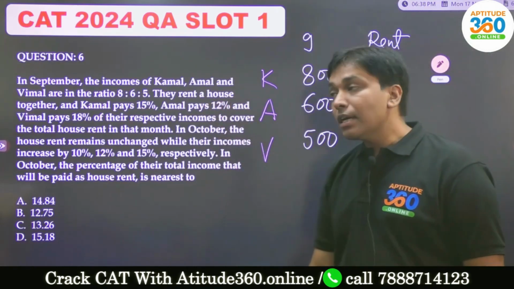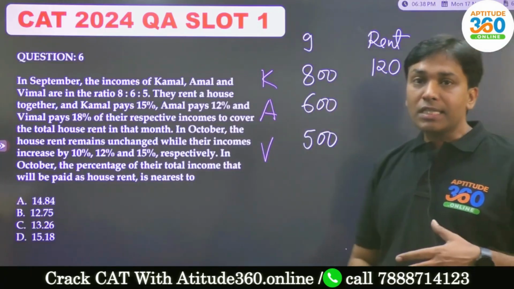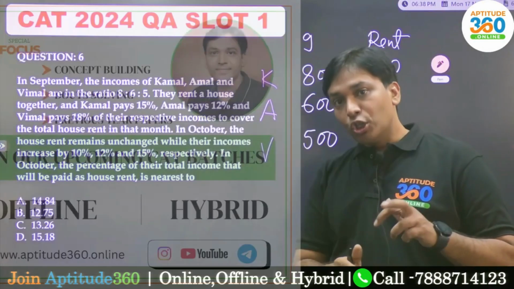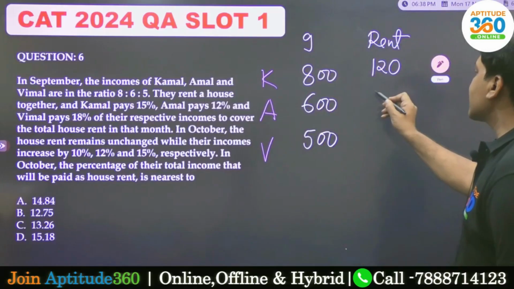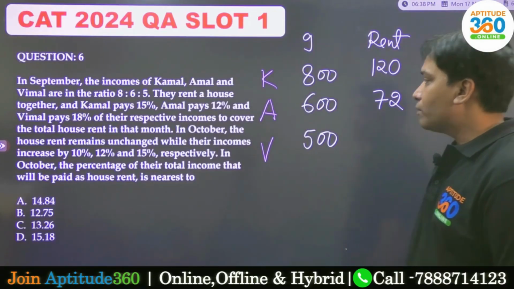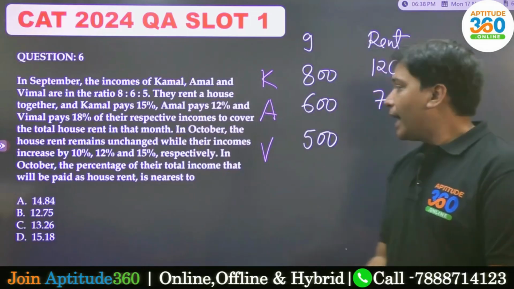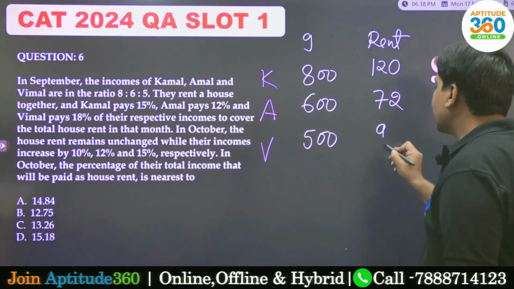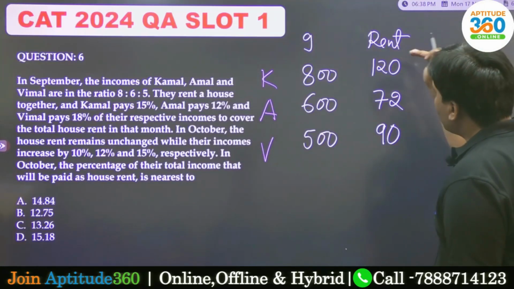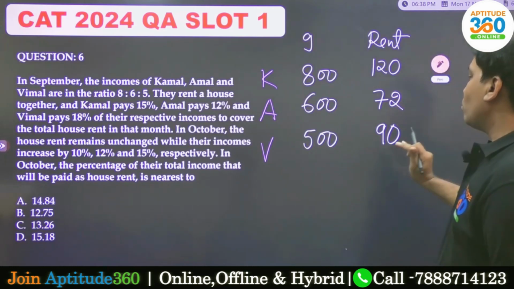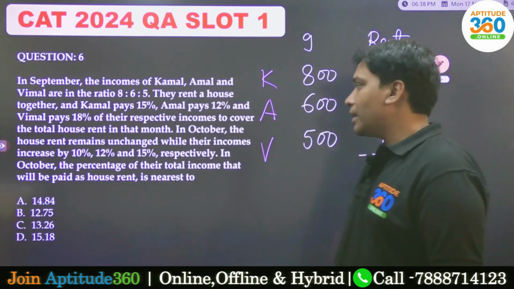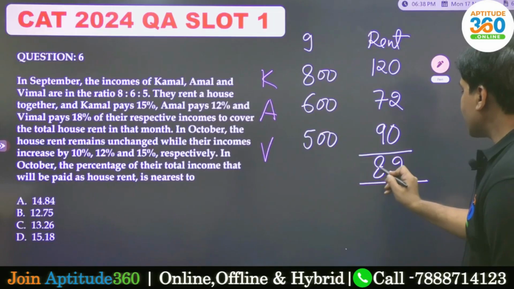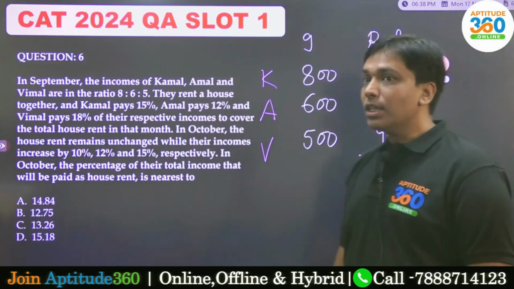Amal is paying 12% of income. So 600 is 100%, 60 will be 10%, 1% will be 6. So you need to find out 12%, it is coming out as 72 rupees. Now, Vimal is paying 18% of income, which is 500. 18% of 500 is coming out as 90 rupees. So individually, Kamal pays 120, Amal pays 72, and 90 is being paid by Vimal. So what is the total rent? If we find out, 282 rupees is going to be the total rent.